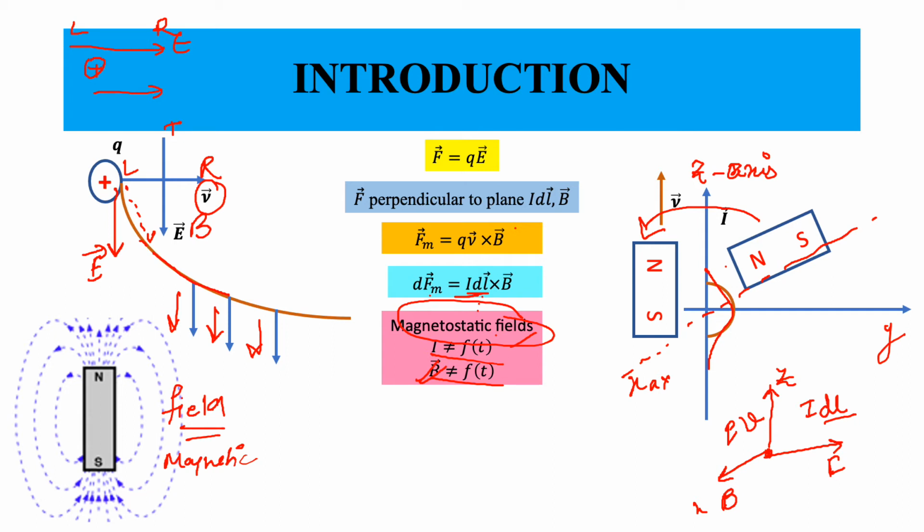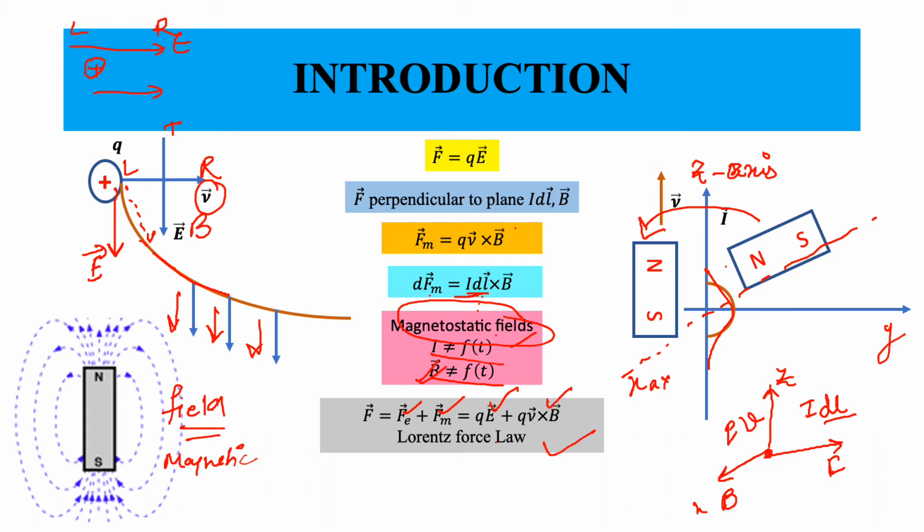So if I have a charge moving with a velocity v in a certain direction, then you have both electric as well as magnetic fields. The total force acting on a charge will be due to the electric field and due to the magnetic field. The force because of the electric field will be qE, and the force because of the magnetic field will be qv cross B, and this force law is known as the Lorentz force law.